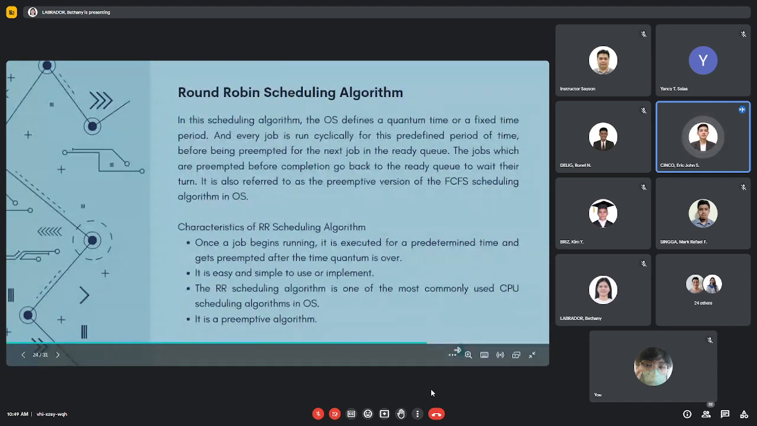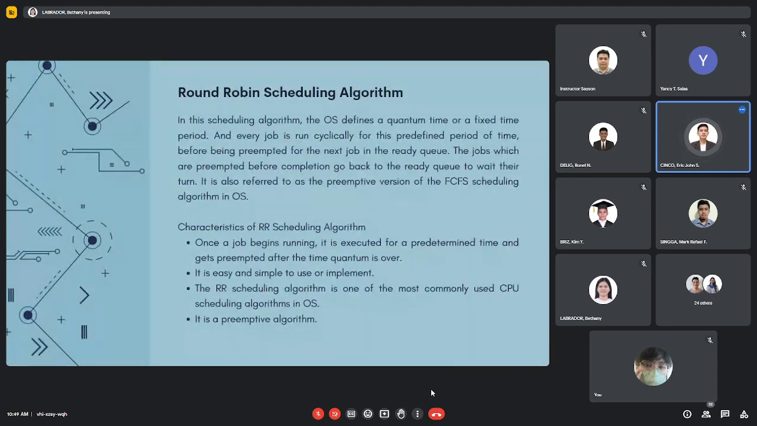So the characteristics of the round robin scheduling algorithm, first is that once a job begins running, it is executed for a predetermined time and gets preempted after the time quantum is over. So ang process, if nag-run, mag-agad siya sa gihatag nga quantum time kung kanus-a siya mo-stop. Pero if ever ang burst time niya mas lesser sa quantum time, dili na mag-agad sa quantum time and ma-complete na siya.